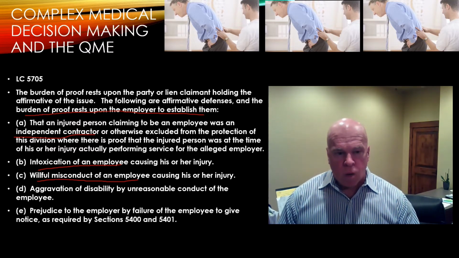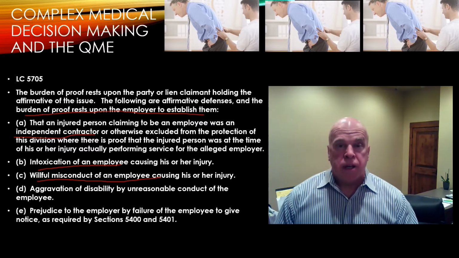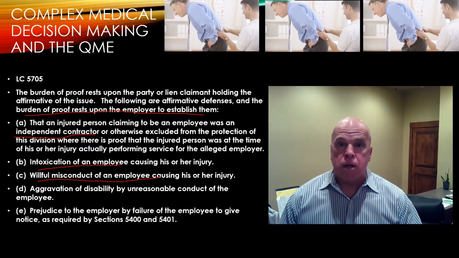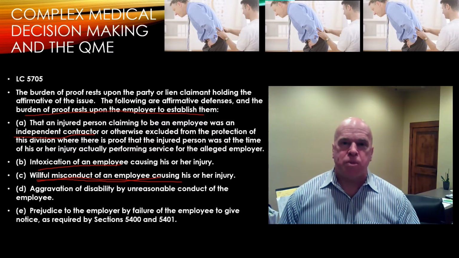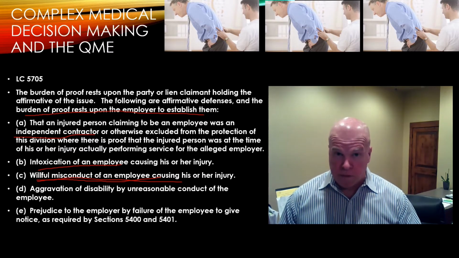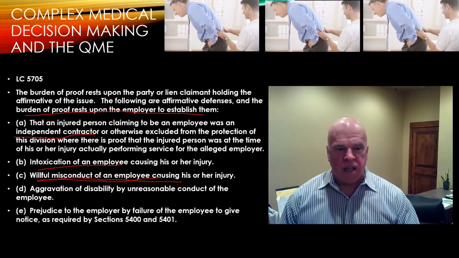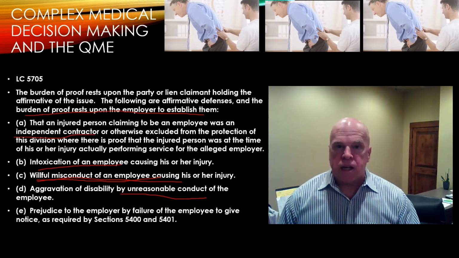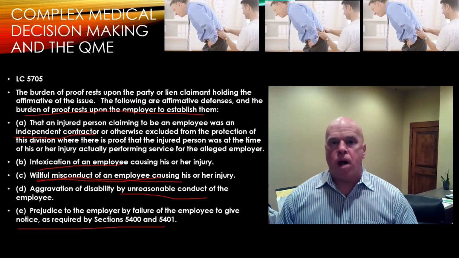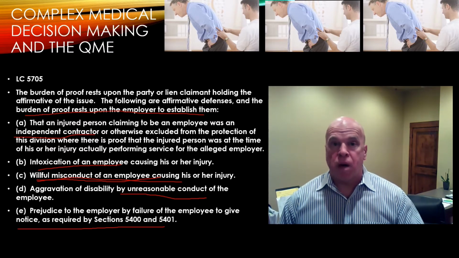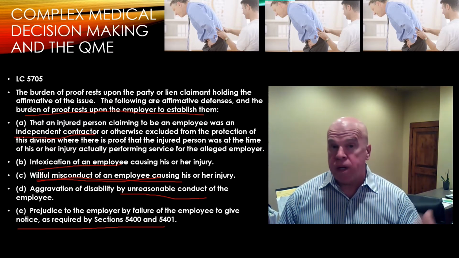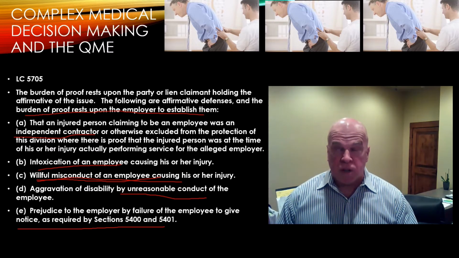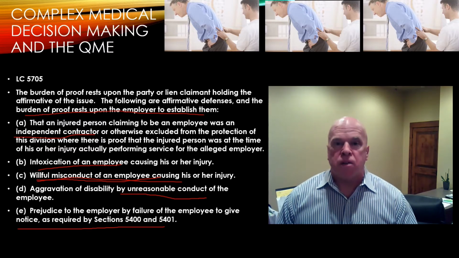The employer could claim that the injury was caused by willful misconduct of the employee, and the employer would be required to provide some proof. In the absence of proof, this affirmative defense would simply disappear. Okay? Or that the injury or the aggravation of disability was caused by unreasonable conduct, or that the injured employee failed to give notice as required by sections 5400 and 5401. We talked about those in our last session, but the point for today's session is that, again, we now have two laws that place the burden of proof directly on the shoulders of the person holding the affirmative of the issue.